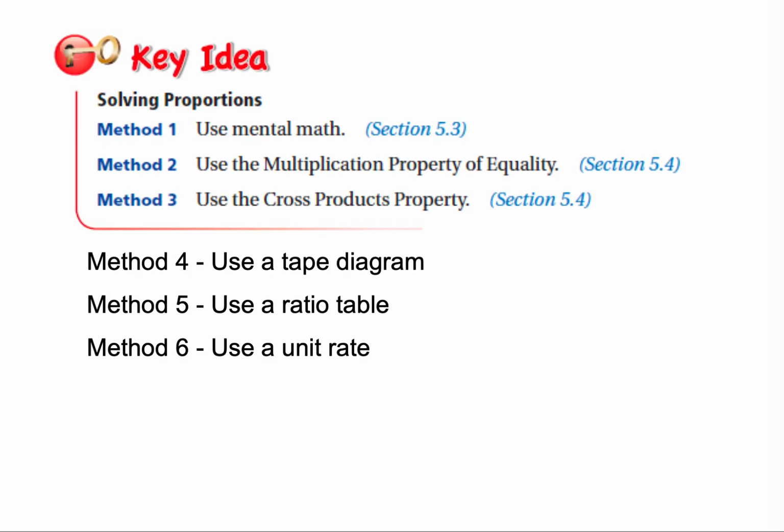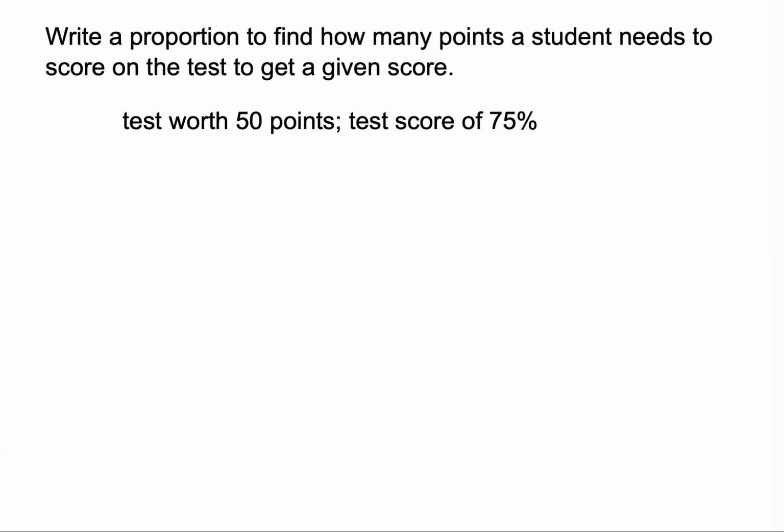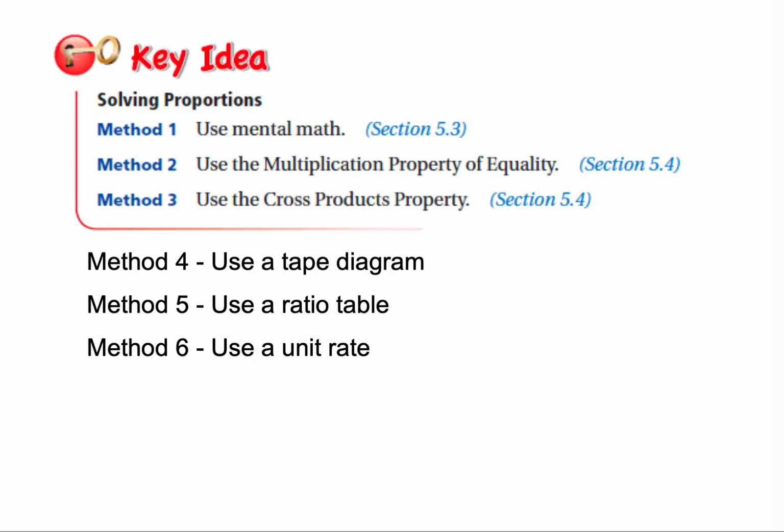So our key idea here is for solving proportions, we're going to look at a bunch of different strategies. Using mental math, that's really the 5.3 strategy. And then in 5.4, we're going to look at multiplication property of equality and cross products property, and talk about which problems apply themselves better to multiplication or cross products. And then we have some other strategies here. Using a tape diagram, using a ratio table, and using a unit rate.